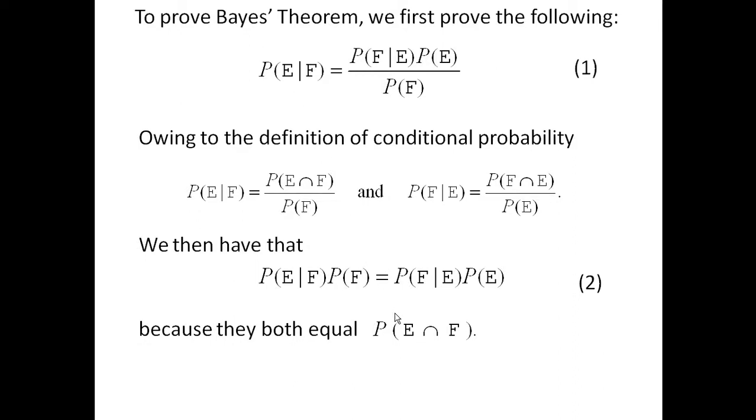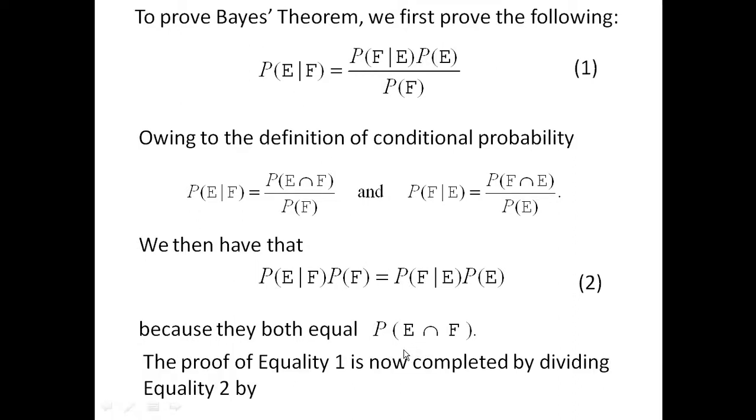There I've just written out what I've just said. The proof of equality 1 is now completed by dividing equality 2 by the probability of F. Once we divide by the probability of F, we get the probability of E given F equals the probability of F given E times the probability of E divided by the probability of F. So this is true, and this is actually one version of Bayes' theorem.